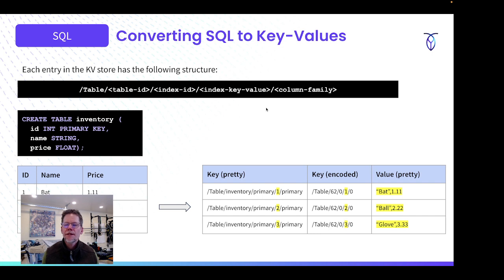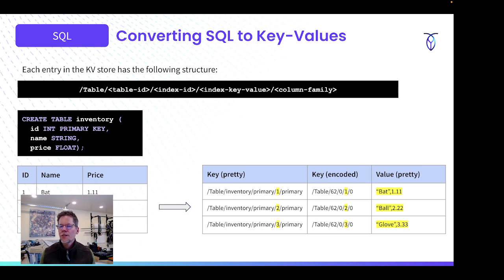So we talked a little bit about the SQL layer converting SQL to key values. I think it might be helpful to understand what we mean by that and what the key-value structure looks like. I'll take a simple example here, and that is the primary table, or sometimes we call it the primary index. In that case, the KV store has the following entry as the key. You'll see it there: table, table ID, index key value, and column family.